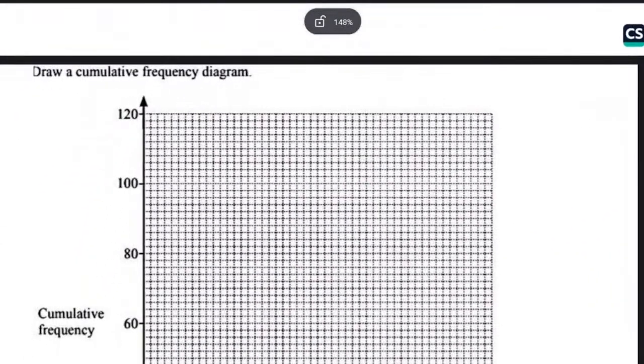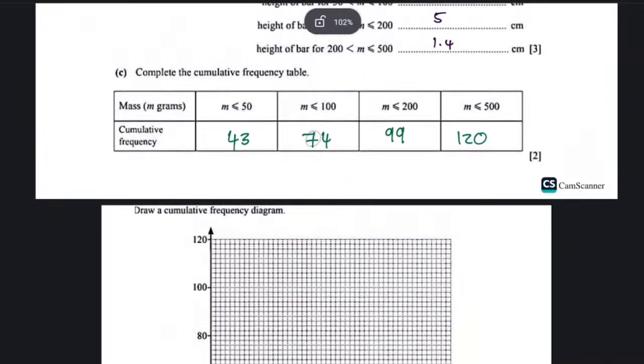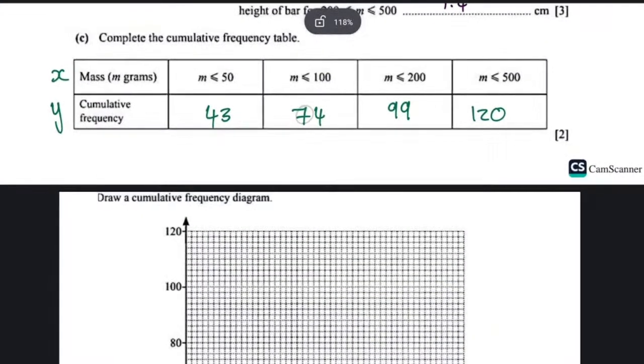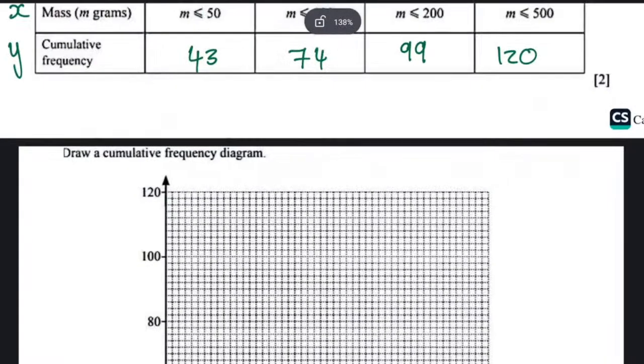Now they want you to sketch. What you should always remember is that cumulative frequency is the y. So this value is obviously the x. You see? So what values are we putting on the x? 50, 100, whatever. So let's do the first one. X 50, y 43. So let's go and do it.